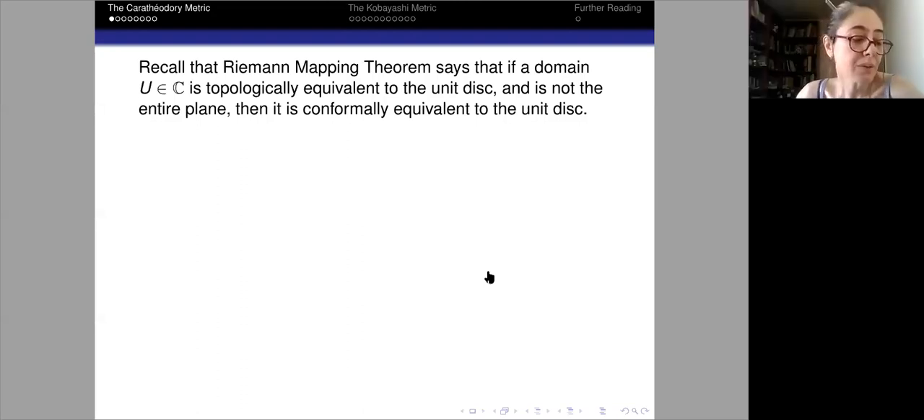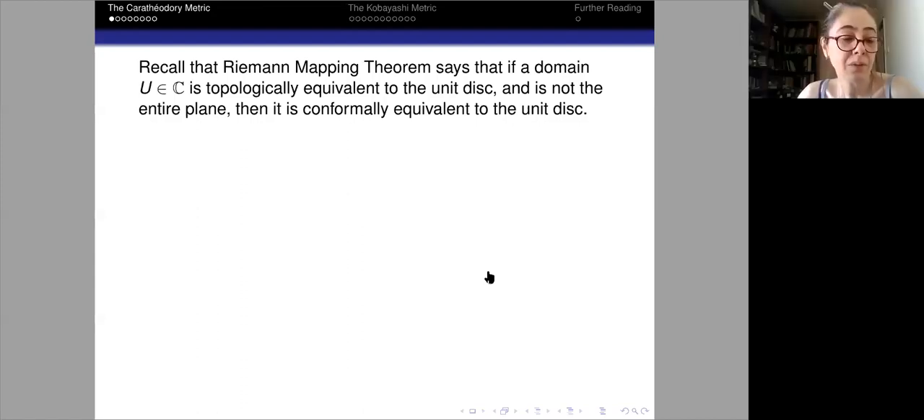Okay, let's continue. Now we want to define two new metrics. What we will do is define the metrics, find out the basic geometric properties of these new metrics, and then tomorrow we will show that, not today, tomorrow, these metrics are actually complete metrics.